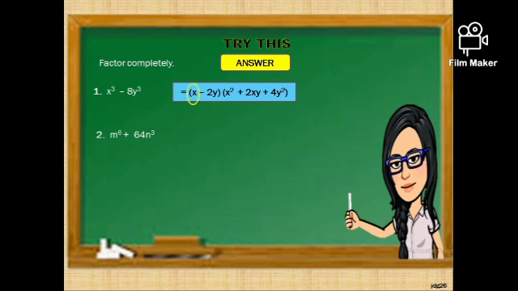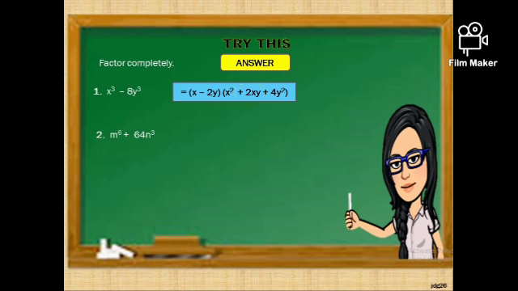X times x is equals to x squared. Negative 2y times negative 2y is equals to 4y squared. X times positive 2y is equals to positive 2xy.